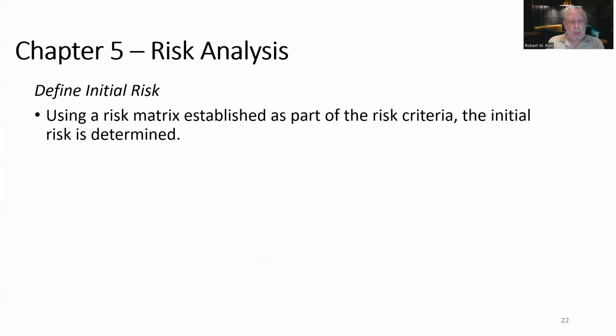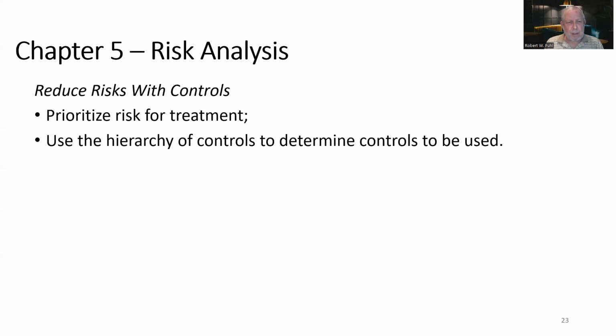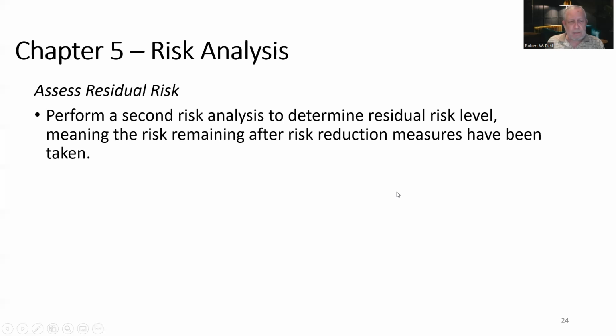Define initial risk. Using a risk matrix established as part of the risk criteria, the initial risk is determined. Then you prioritize your risk for treatment using the hierarchy of control to determine controls to be used. So you've determined the risk for various tasks or operations, however you've done it when you established your context. And then you're going to prioritize the risk. The top one's obviously going to get the first treatment. And then you're going to use the hierarchy of controls, get down the hierarchy of controls one at a time and see what you can do to control the risks or hazards.